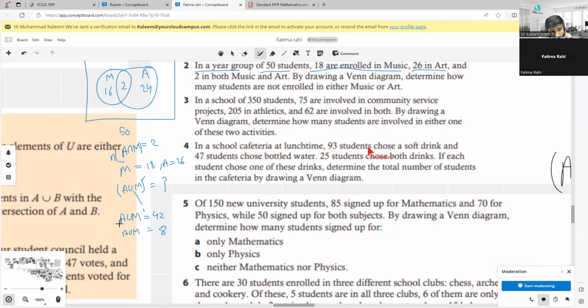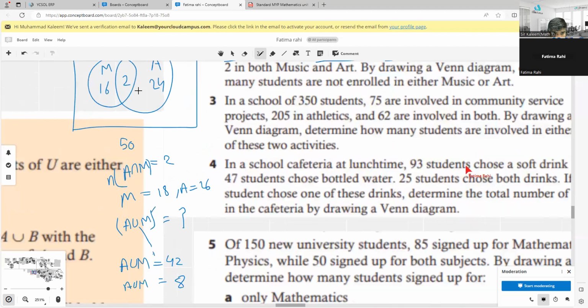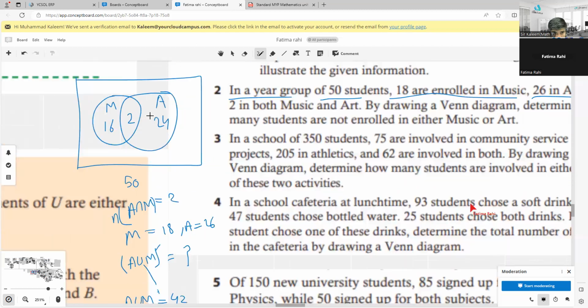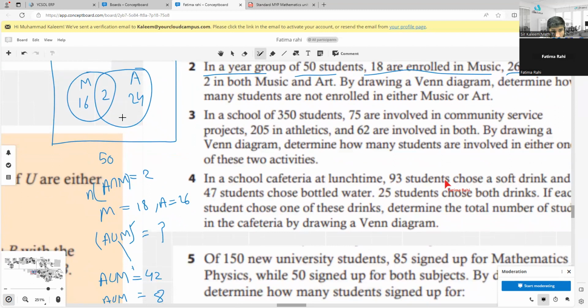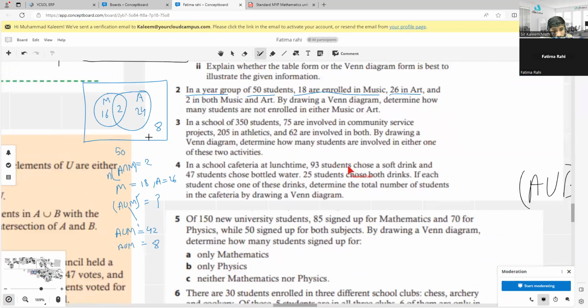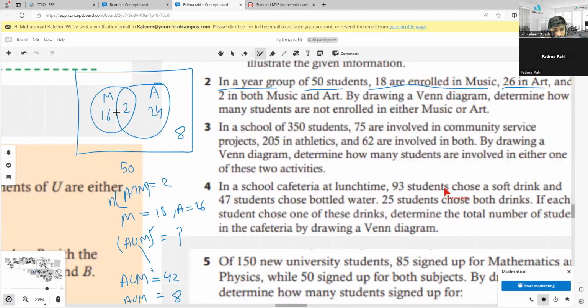In art and music, you just have to notice this: the total is 50, and music and art together have 42. So there are 8 students not in music and not in art. Padma, did you understand? That's so easy, I think. You just have to make this statement.